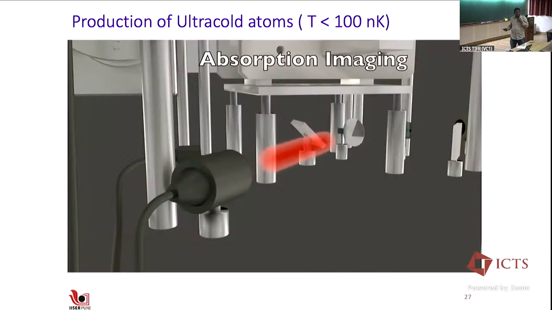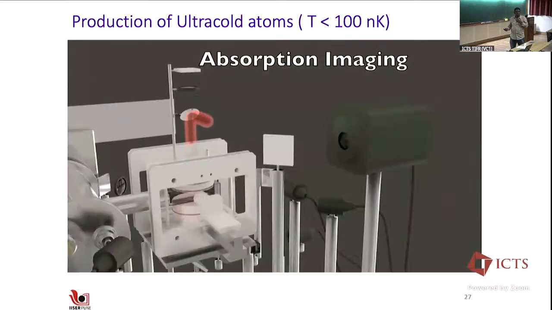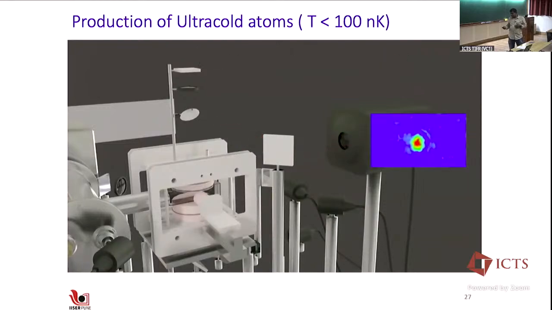And then for diagnosis, you shine a pulse of light and measure the density distribution of the atoms on some detector like a CCD camera. And you do all the analysis.